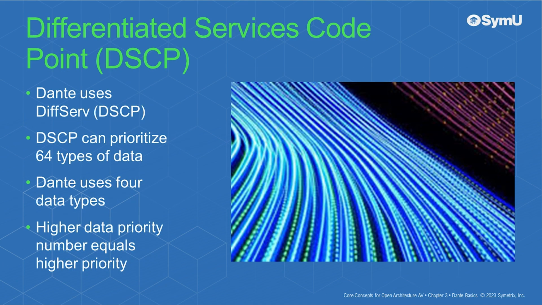The method Dante uses is diffserv, also known as Differentiated Services Code Point, or DSCP. DSCP can prioritize 64 different types of data. However, with Dante, only 4 types of data are used. When setting the priority for the data, the higher or larger the number, the higher the priority.